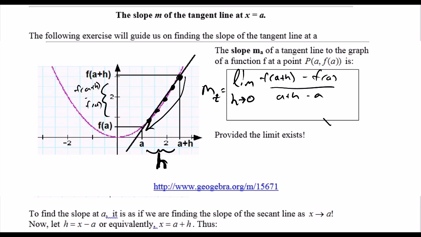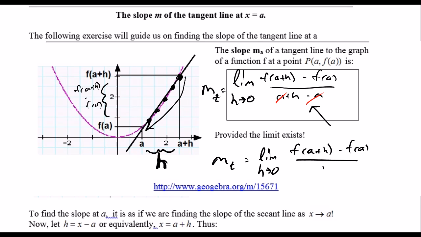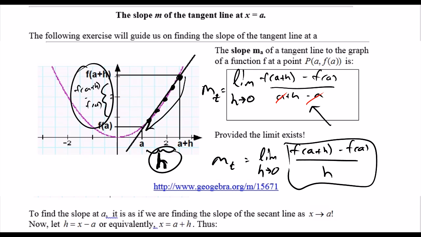But we can simplify it a little bit more. If we look down at the bottom, we have a positive a and a negative a, they go away, and all we're left with is: the slope of our tangent is equal to the limit as h approaches 0 of our rise over our run. We just found our rise and our run. So this is just a slope, and the slope of our tangent line is going to be the limit of our secant slope as h approaches 0.